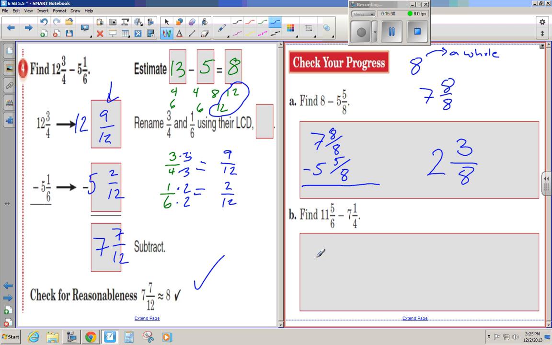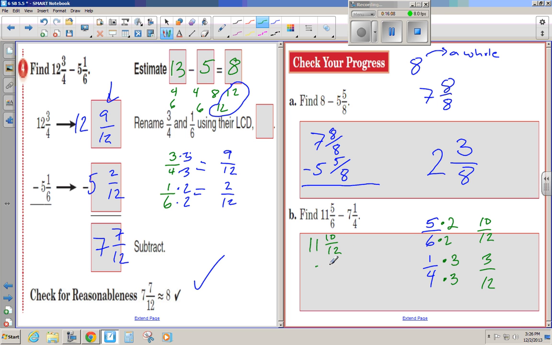For part B, we need to look at this and say, well, we need to first find common denominators again. 5/6, 1/4. A common denominator for the two of them would be 12. Multiply that by 2, multiply this by 3, and you end up with 10/12 and 3/12. So 11 and 5/6 becomes 11 and 10/12, and 7 and 1/4 becomes 7 and 3/12.